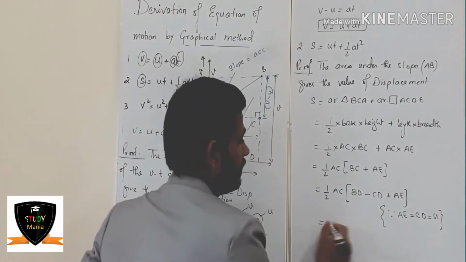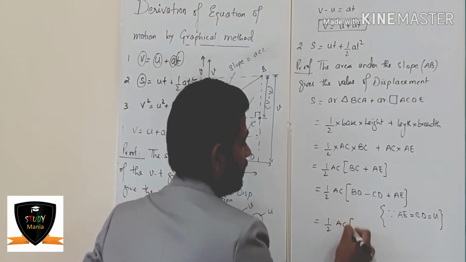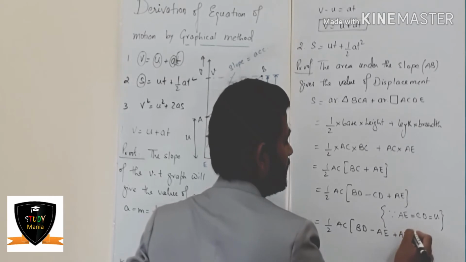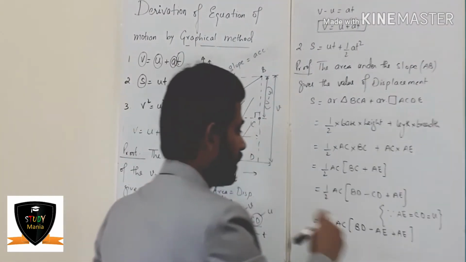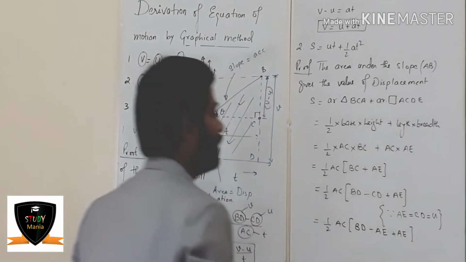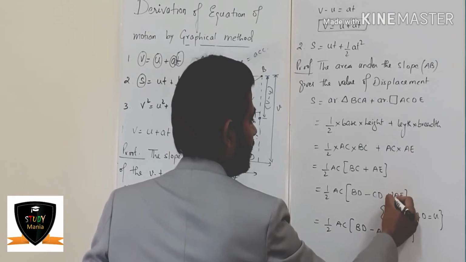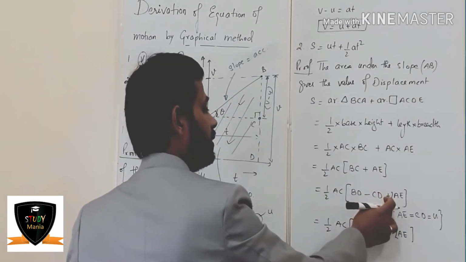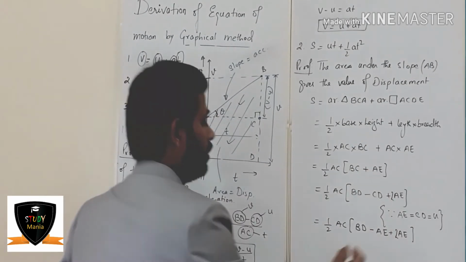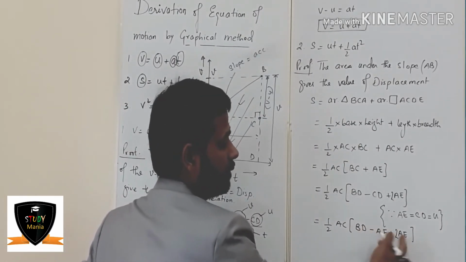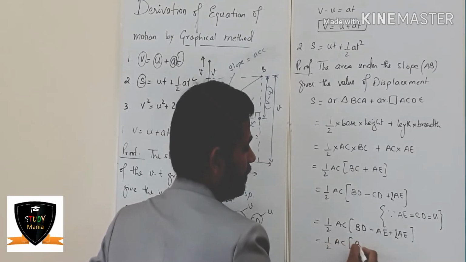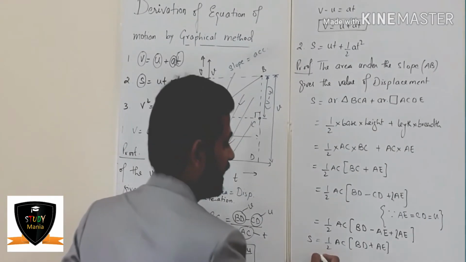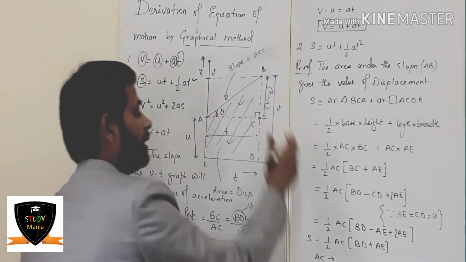So you can write half AC into BD minus AE, plus AE. Here also you have taken half AC common, so you have to put 2 here because you have taken the half common. So if you subtract AE from 2AE, what comes? Half AC into BD plus AE. From the graph, it is clearly seen that in the place of AC, you can write T.